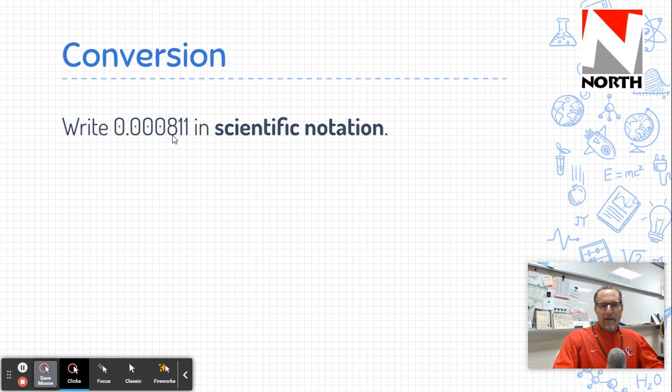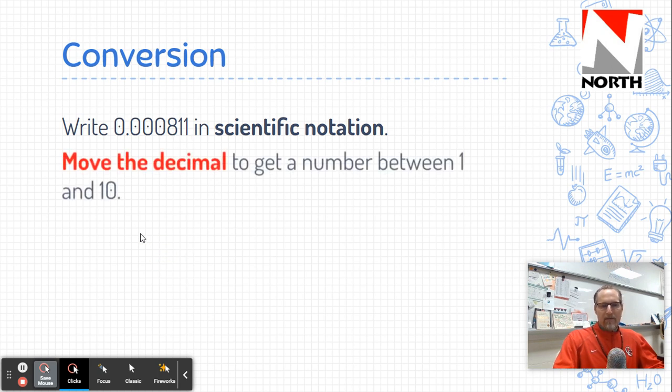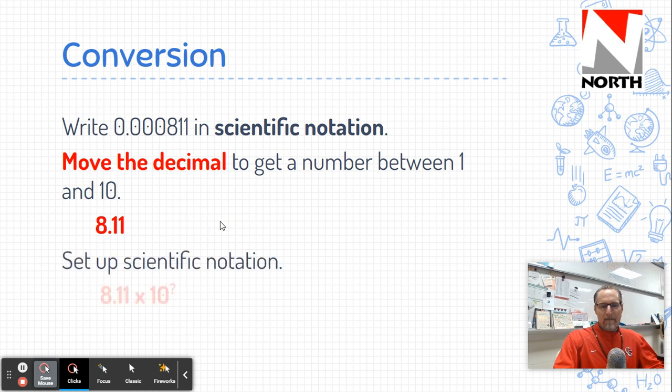So this is going to be 8.11. That is how I want that to start. So I'm going to move that decimal point to get the number between 1 and 10. And so that could be 8.11, which is where I kind of want to start. And I moved that decimal point 1, 2, 3, 4 places over.